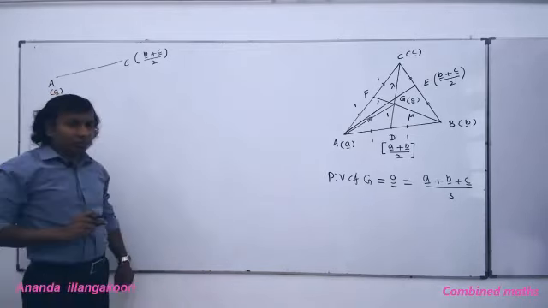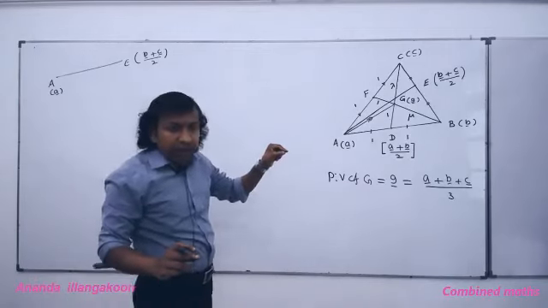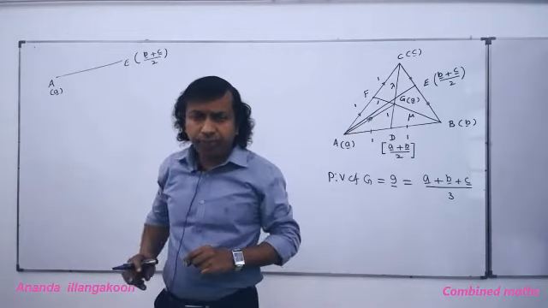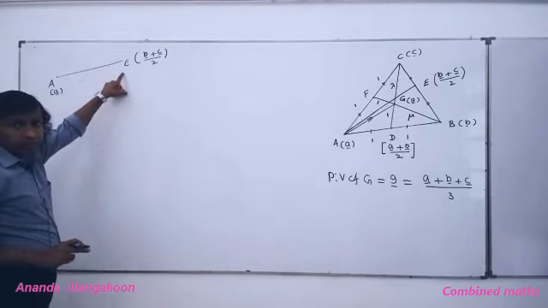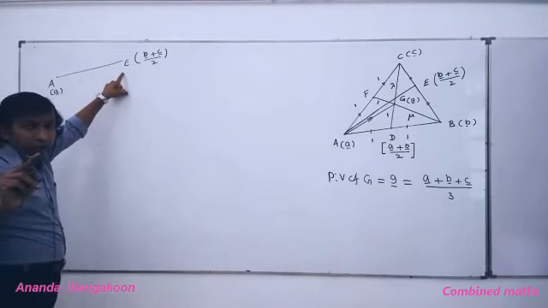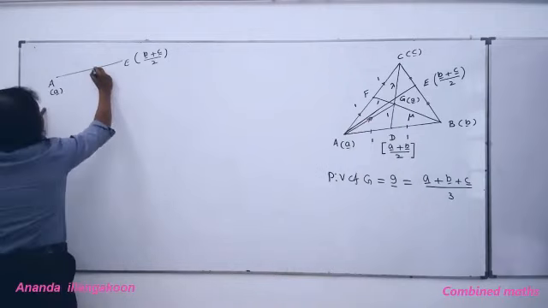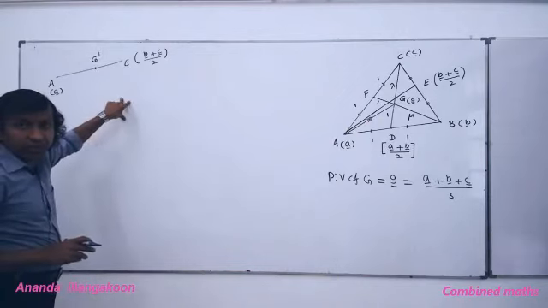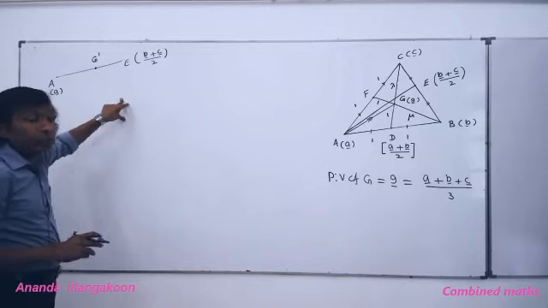Now very carefully listen to me. This is how we prove that this AE median passes through the point G. I take something like this, people: on this line AE, I am going to take a point called G dash. That G dash divides this AE line in the ratio 2 is to 1.